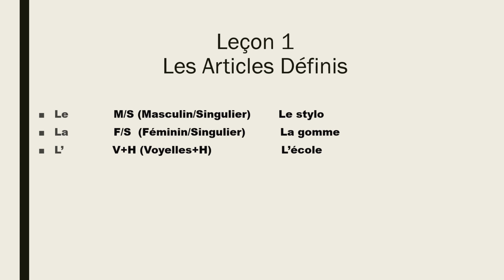For example, l'école. It is starting with E, so it is a vowel. So that is why we have put L apostrophe, l'école. It means the school. Then we have les. It comes with all plurals. Even if it is masculine, feminine, starting with a vowel, if it is plural, if it is ending with S, we will always use les. For example, les filles, the girls. So, the meaning of le, la, L apostrophe and les is the, T-H-E, the.